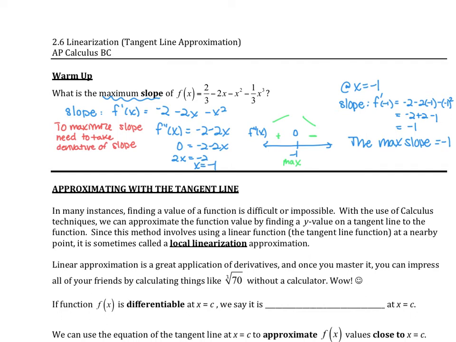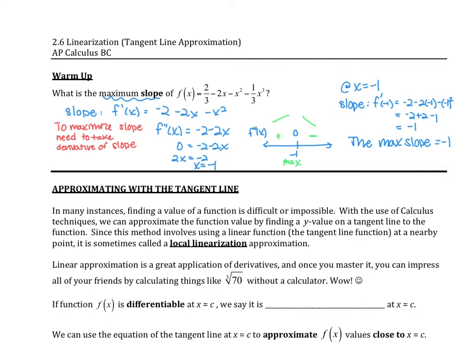Sometimes it is impossible or really, really difficult to find the value of a function. So if we can use some of the ideas of calculus, like the value of the slope of the tangent, we can use that to approximate the values that are close by. So very close by is sometimes called a local linearization.